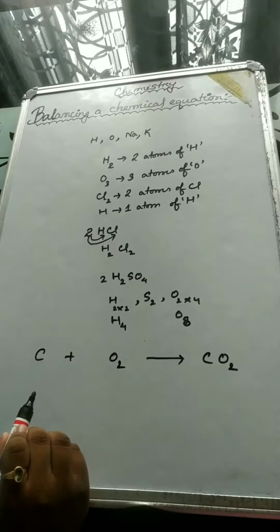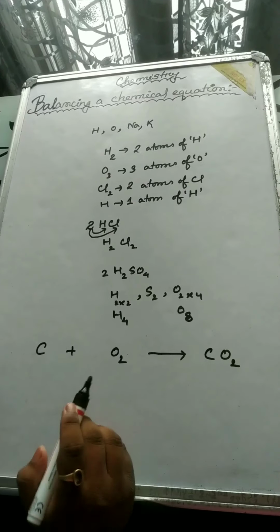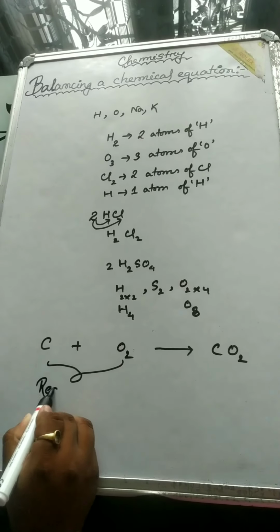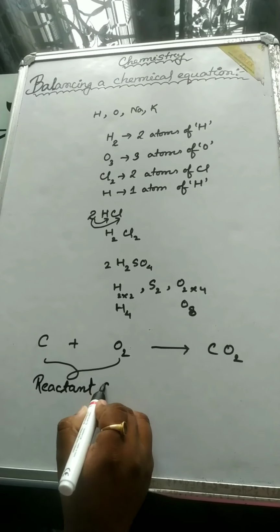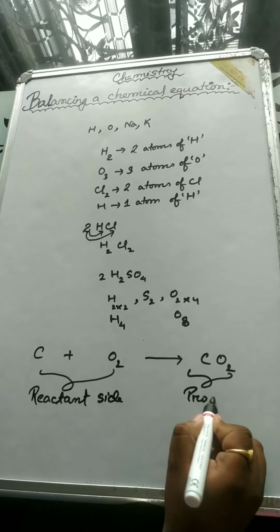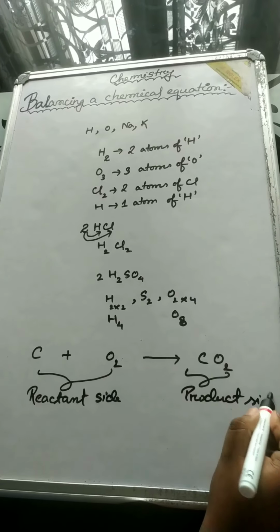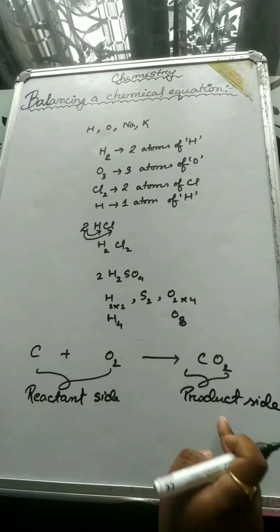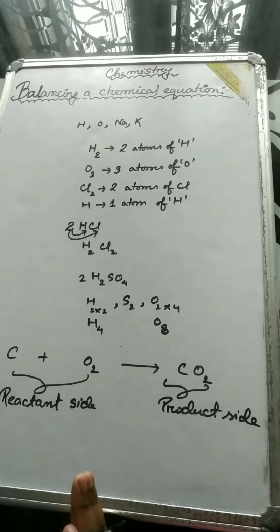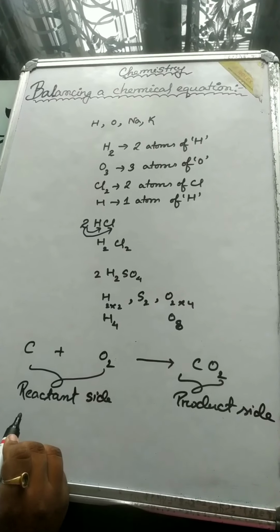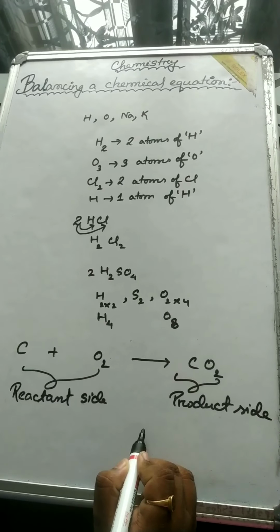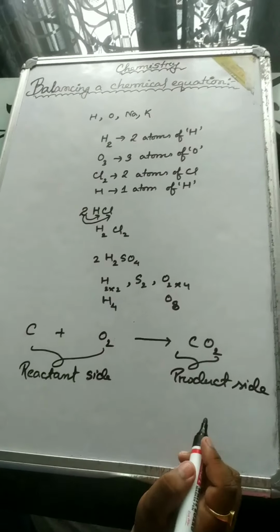A chemical equation has 2 parts. The left side is known as the reactant side and the right side is known as the product side. So balancing a chemical equation, what does it mean? It means that the number of atoms of the elements on the reactant side should be equal to the number of atoms of the elements on the product side.